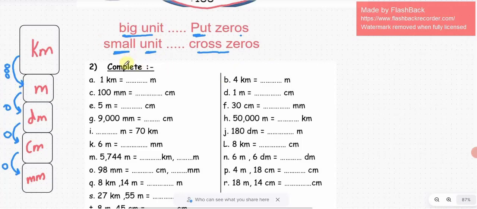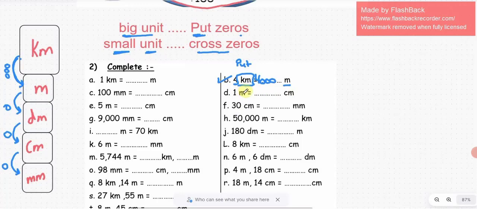Let's take this question to complete. Letter B. 4 kilometer equal how many meter? Kilometer here is the biggest unit. So I'm gonna put zeros. How many zeros to put? Between kilometer and meter, look here, there is 3 zeros. So I'm gonna put beside number 4, 3 zeros. It's 4,000 meters.